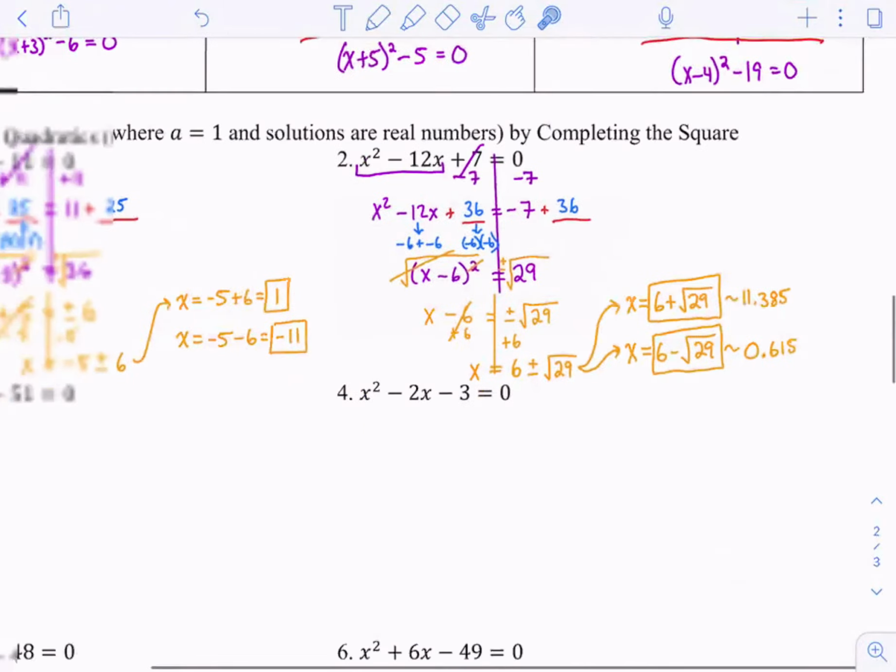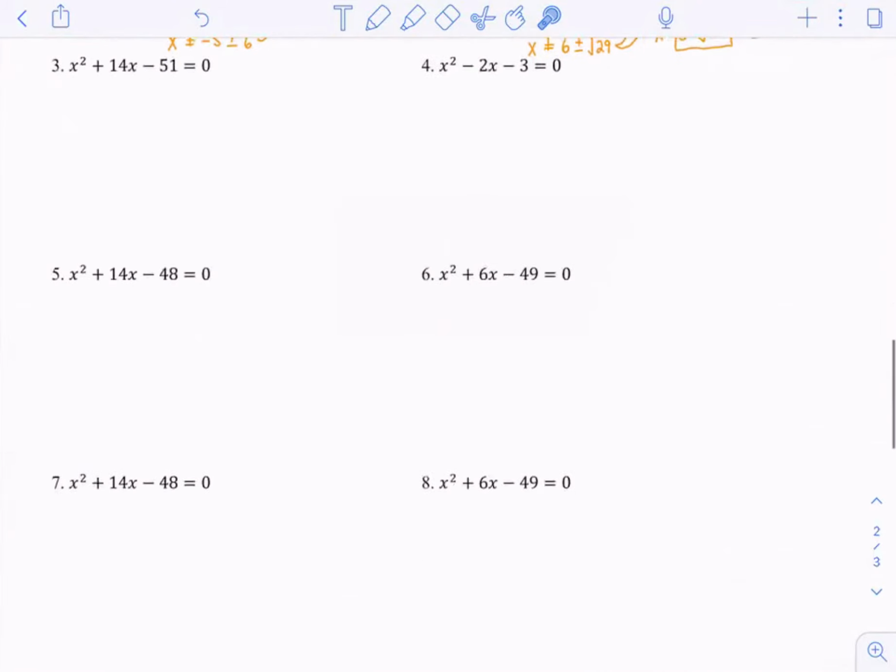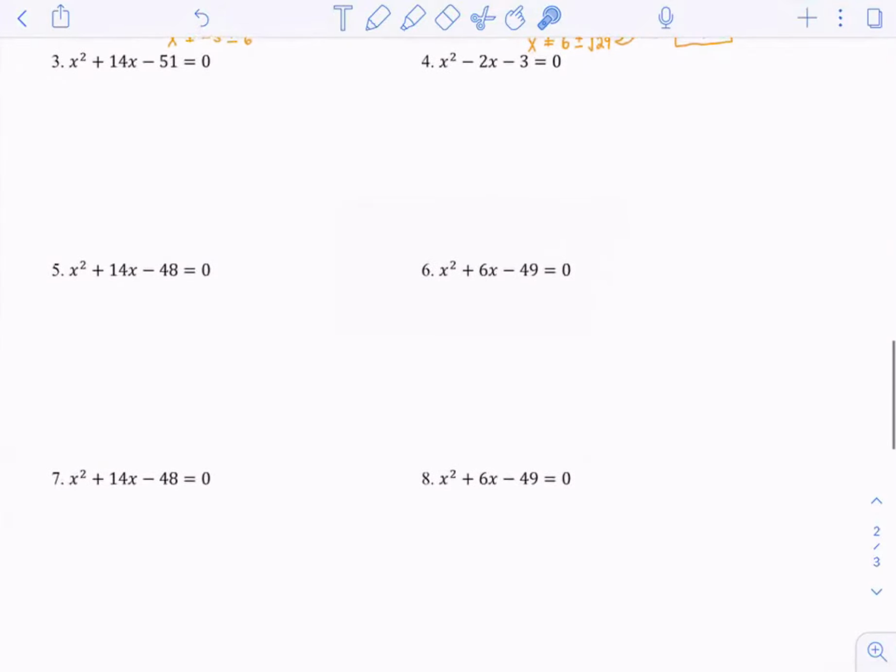So this is how you solve for the roots by completing the square. So if you would like, there are 6 more problems I'd like you to try on your own. So pause the video here, come back and check your answers, check your work. I'll have it all available for you. Good luck.